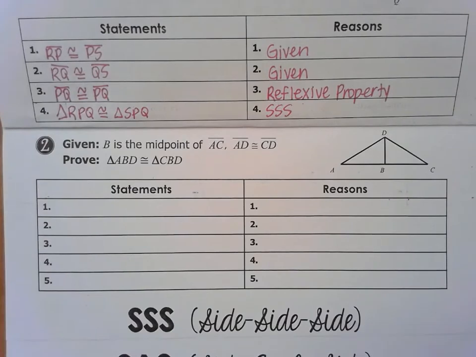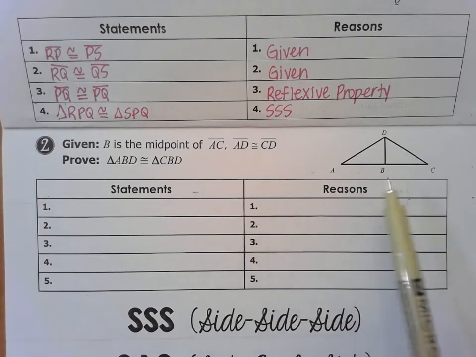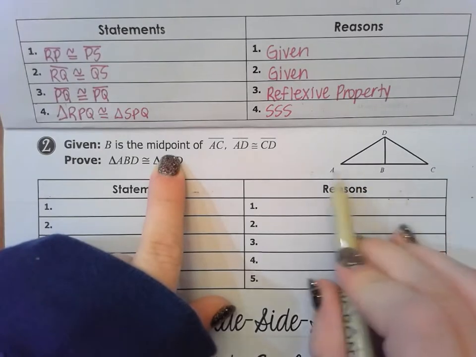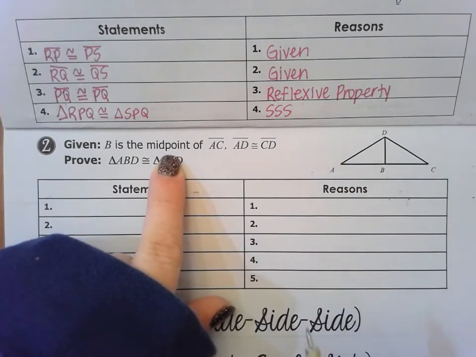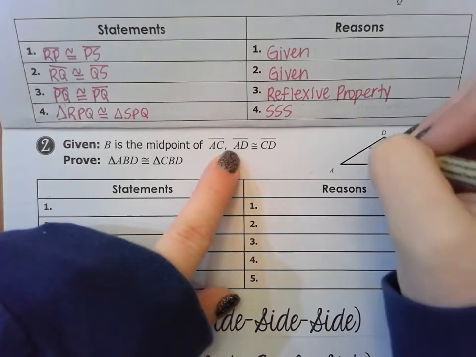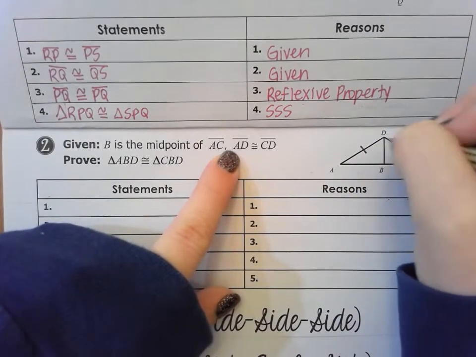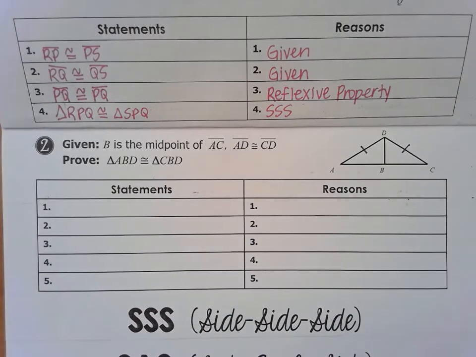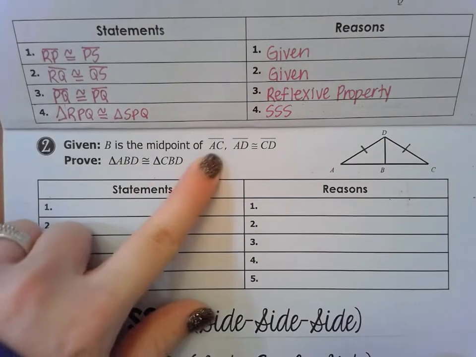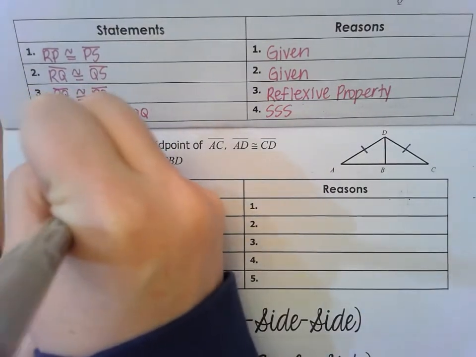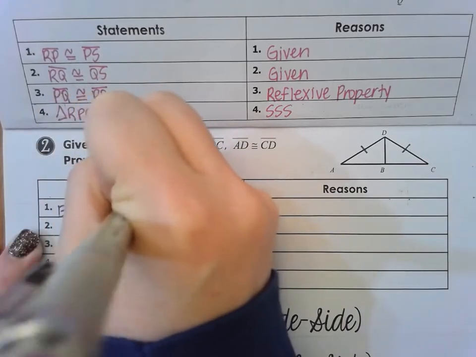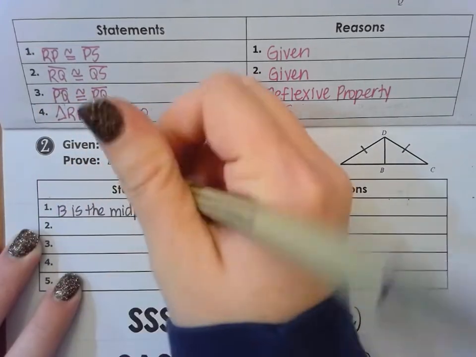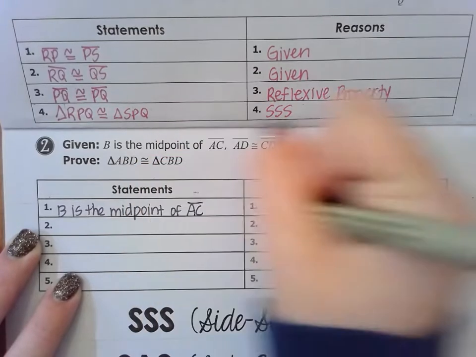Okay, we're going to do something similar on number 2. We're going to try to prove that these 2 triangles are congruent. So we know that B is the midpoint of AC, and that AD is congruent to CD. So let's start with what we're given. So B is the midpoint of AC. And that reason is given.